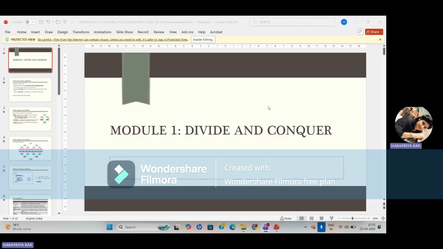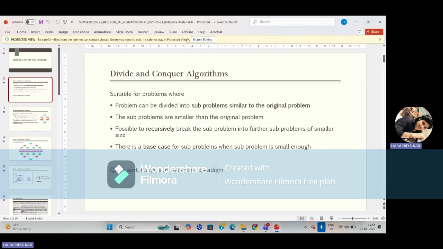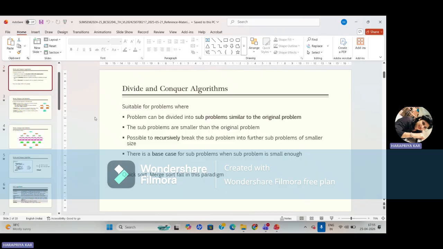First of all, whenever we are starting with the divide and conquer approach, you have to understand certain basic concepts. Here we'll start with how the divide and conquer algorithm basically works. This algorithm is suitable for problems where the sub-problems are similar to the original problem. That means one big problem will be divided into sub-problems similar to the original problem.